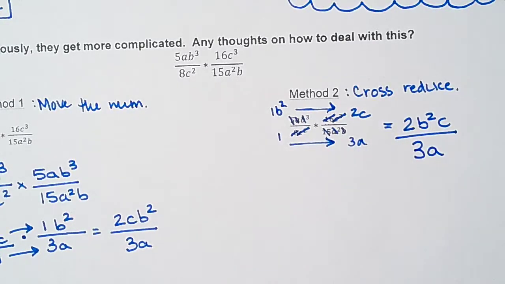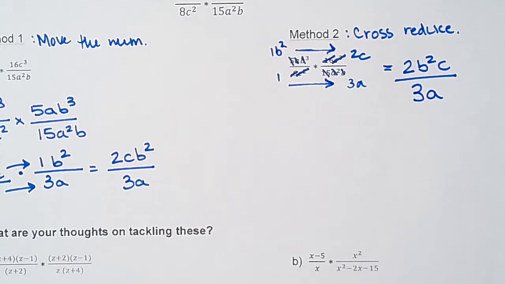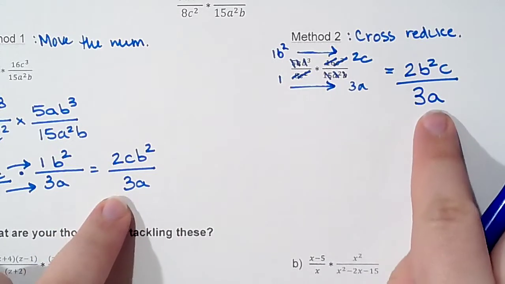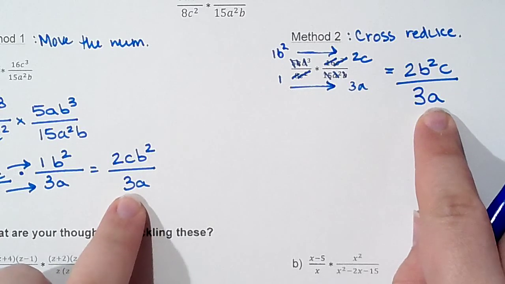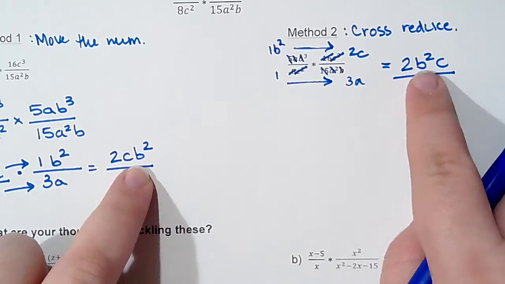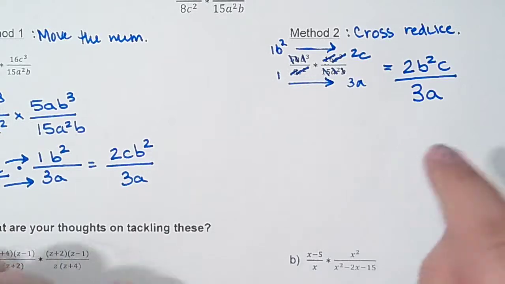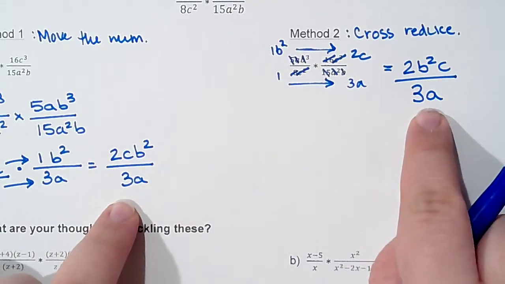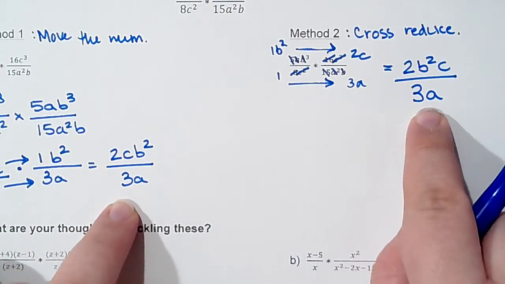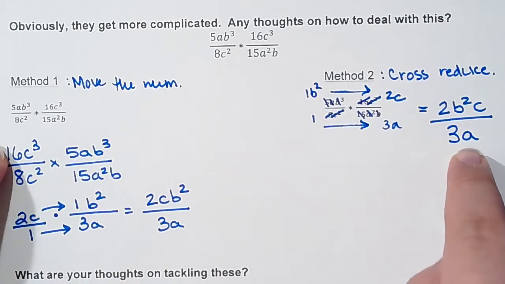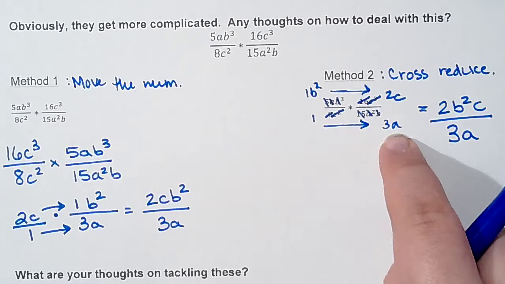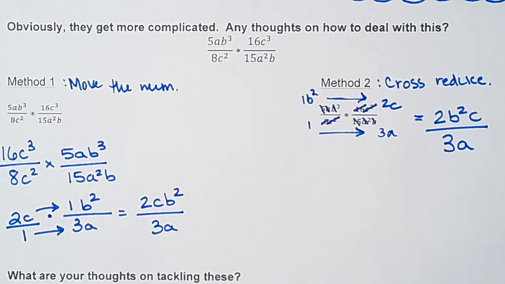I check myself in both of these for 2 ways. 1, I can't reduce these fractions any further. 2, I got the exact same answer, minus the b squared and the c are switched, but it doesn't really matter. And since I got the same answers, I know that I'm right. So, whether or not you prefer to move the numerators, or whether you prefer to cross reduce, it doesn't matter. For the sake of writing things, I personally prefer the cross-reducing method, and that's what I'm going to continue to show in this video.